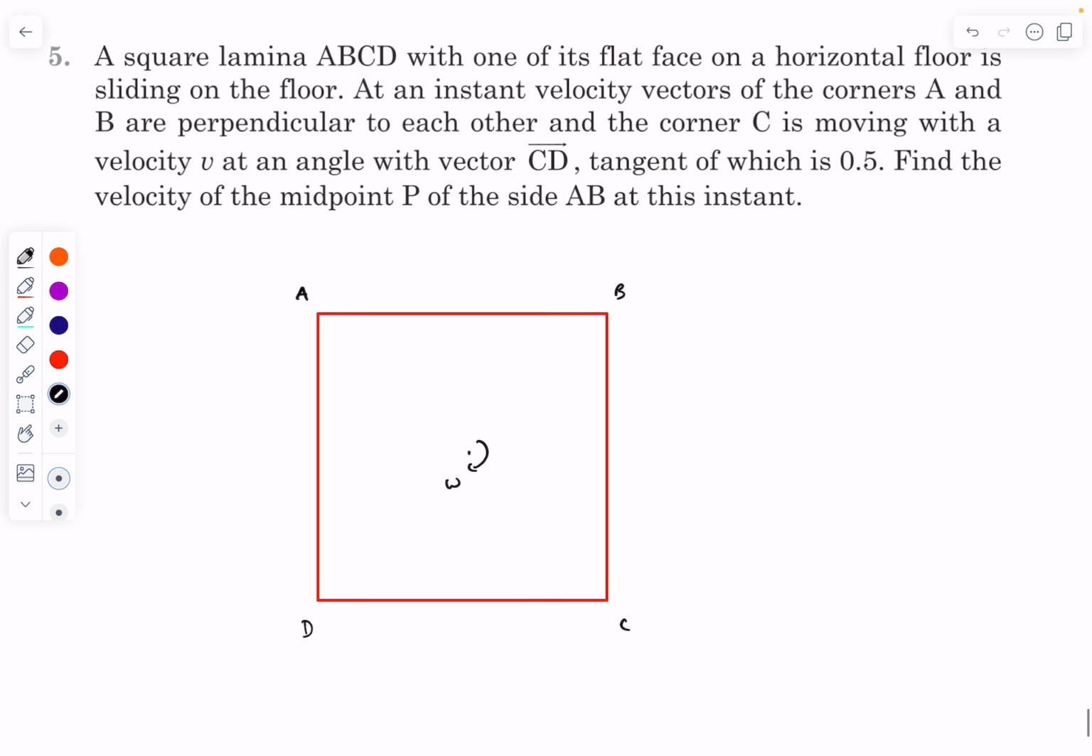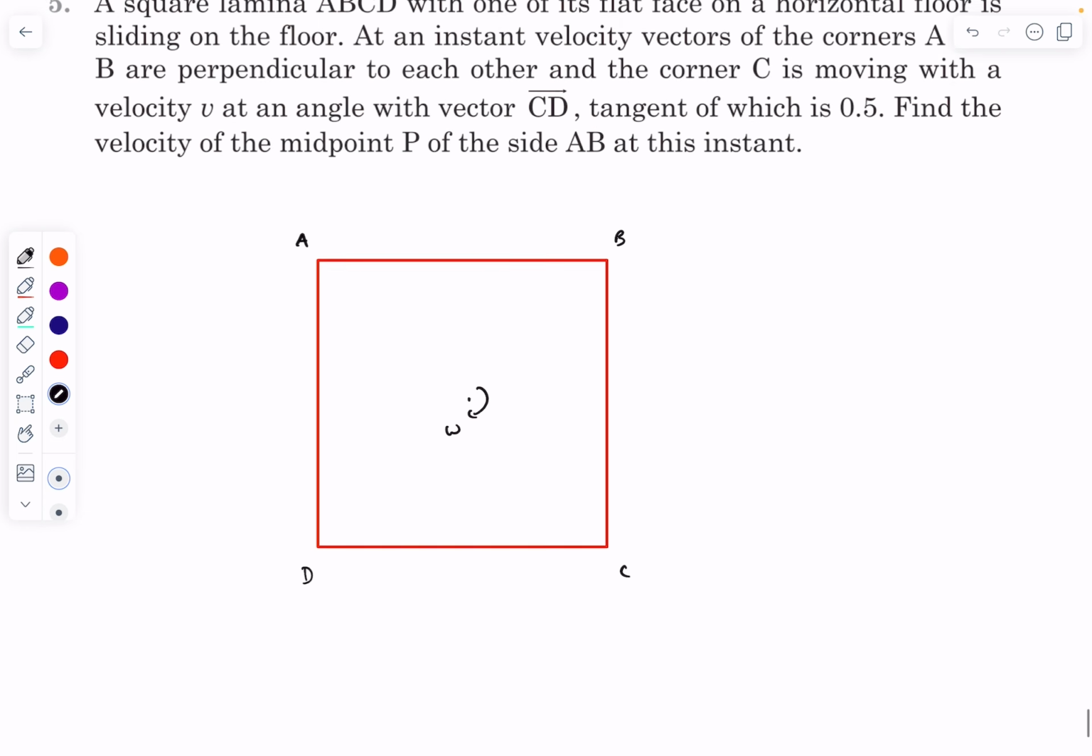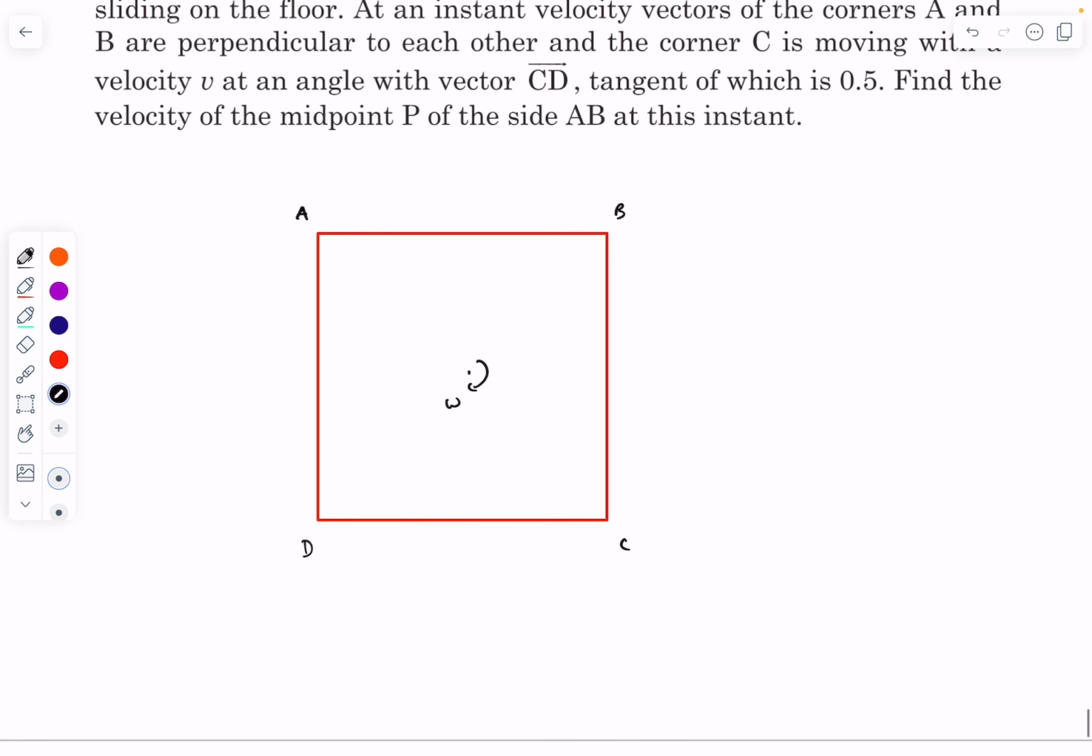So yeah, VA and VB are perpendicular to each other, and the corner C is moving with velocity V at an angle with vector CD, tan of which is 0.5. Okay, so basically VC is going to look something like this, right? And let's say this angle is theta. So they're saying tan of theta is basically 0.5.